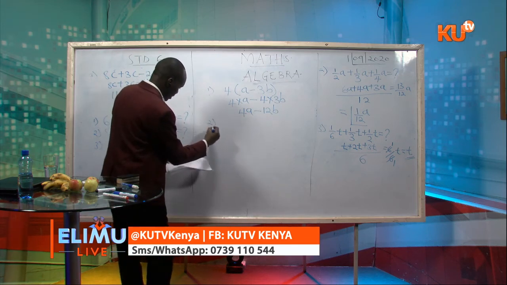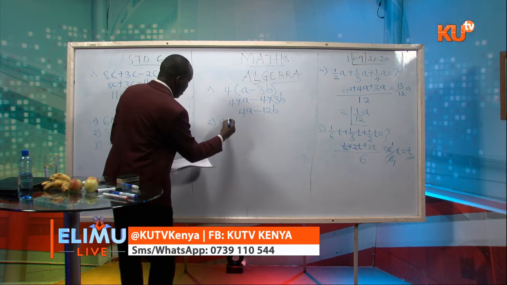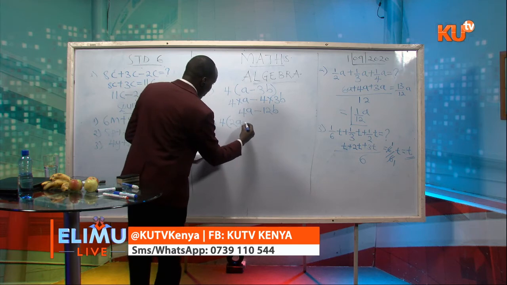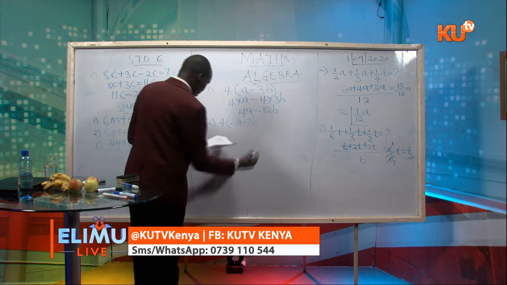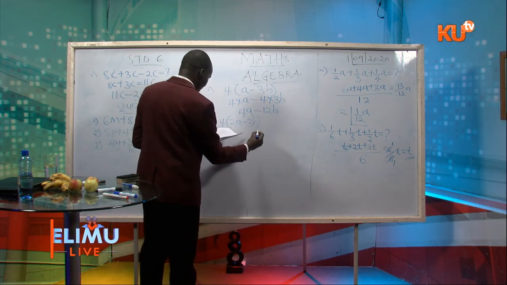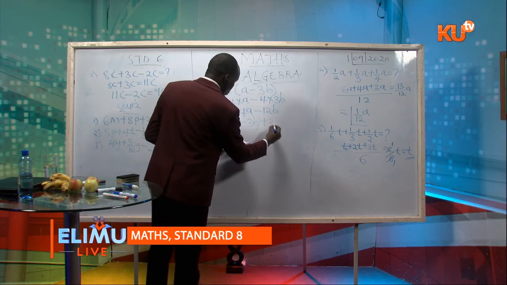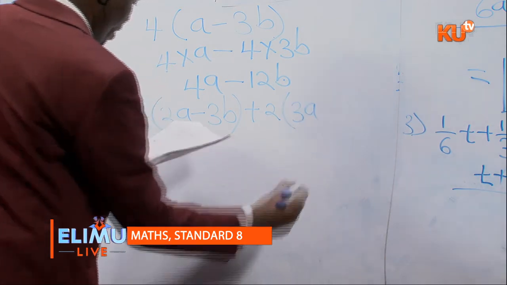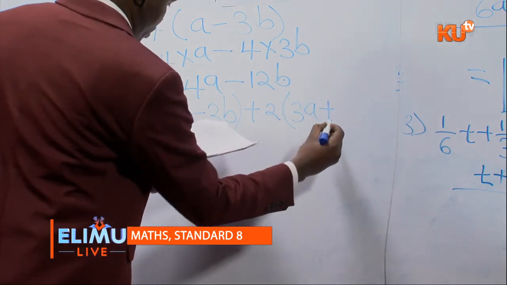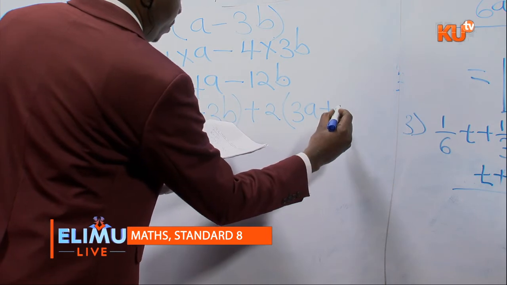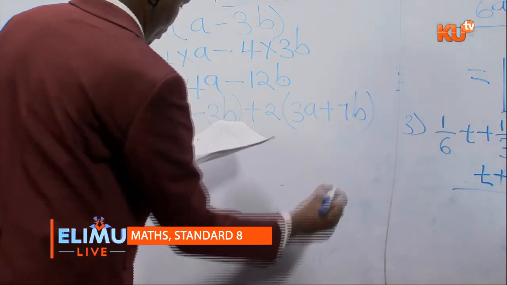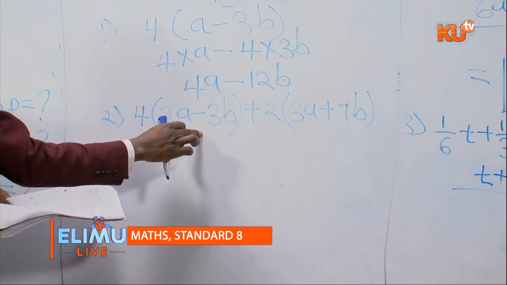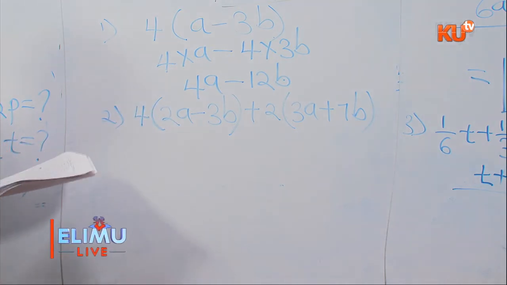Our next example is 4(2a - 3b) + 2(3a + 7b). I said we multiply what is inside the brackets with what is outside the brackets.